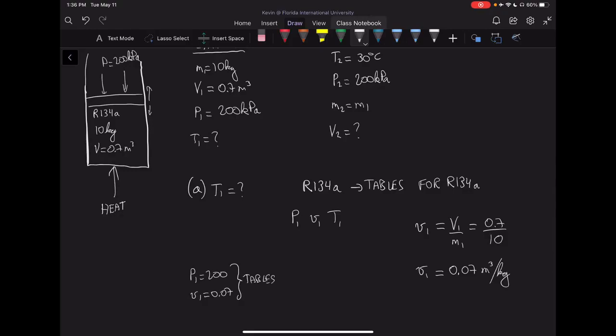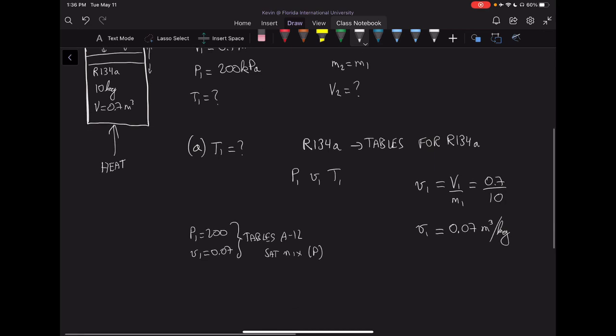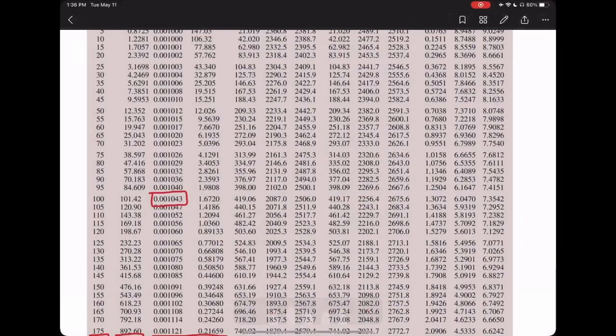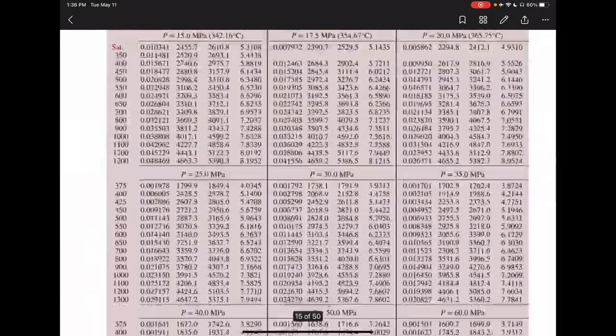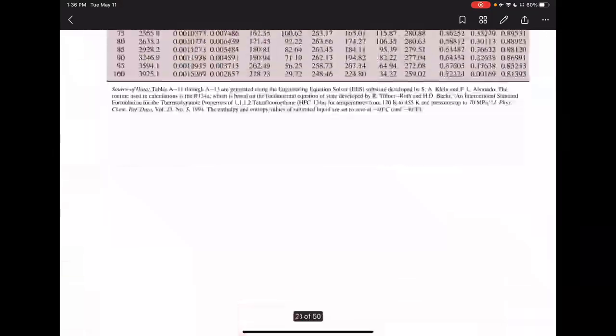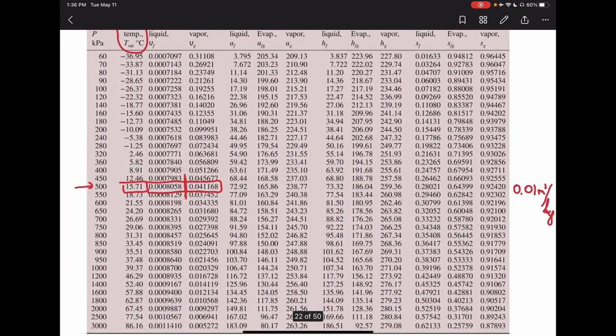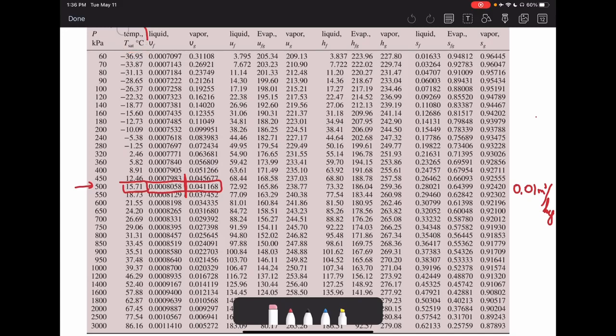And we're going to choose to go to table A12 because table A12 is for the saturated mix with pressure. So it's a pressure table for the saturated mix. And remember, we always start with the saturated mix to figure out if our system is a saturated mix or not. So we're going to shift to table A12. There's annotations from the earlier part, but ignore the annotations for now. So let me just erase them so that we start with a blank slate.